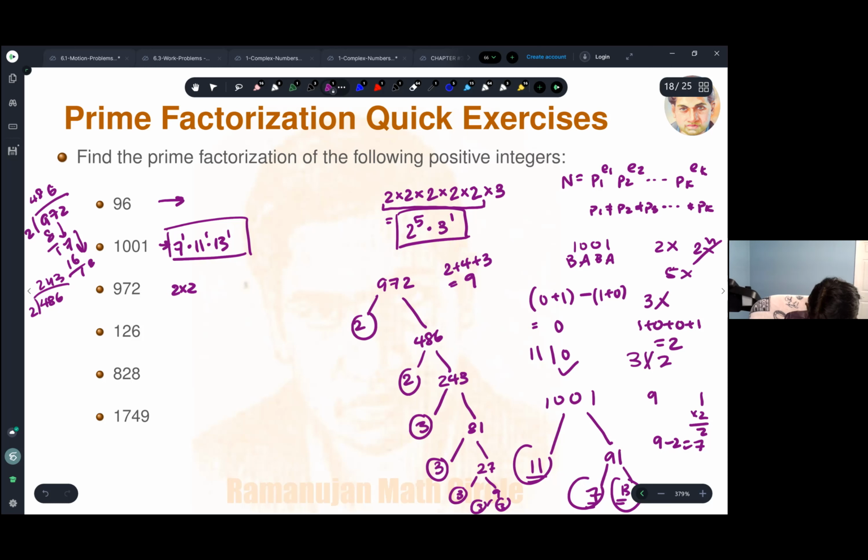And so you get 2 times 2 times 3 times 3 times 3 times 3 times 3. And that's equal to 2 to the power 2 times 3 to the power 5. So that's our prime factorization.